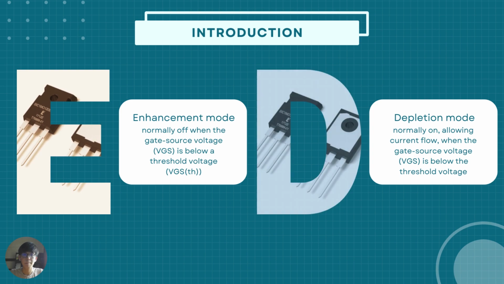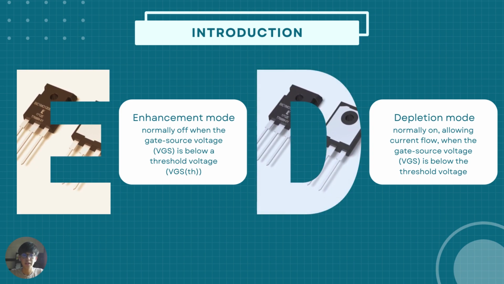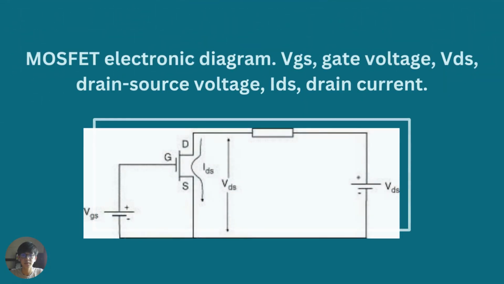There are also two modes of operation for MOSFET. The first one is the enhancement mode. The E-MOSFET is normally off when the gate source voltage VGS is below the threshold voltage, while for the depletion mode, the D-MOSFET is normally on, allowing the current to flow when the VGS is below the threshold voltage. The diagram shows the MOSFET electronic diagram, including the VGS gate voltage, the VDS drain source voltage, and IDS the drain current.